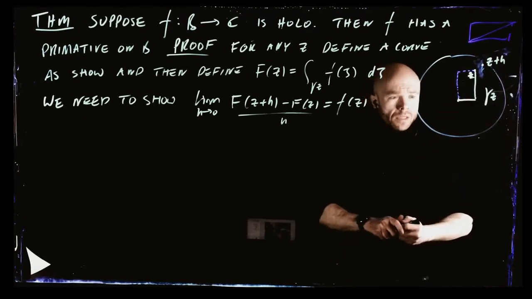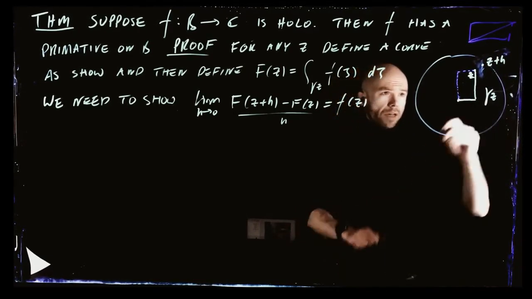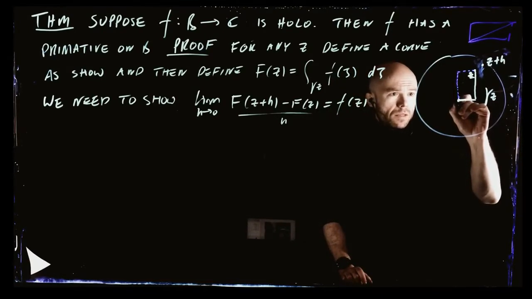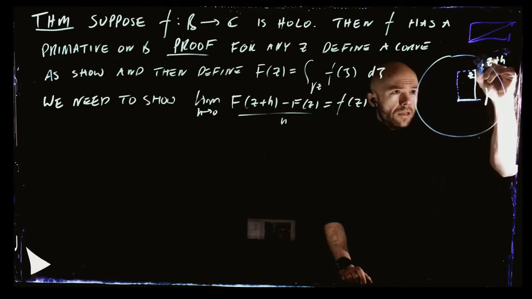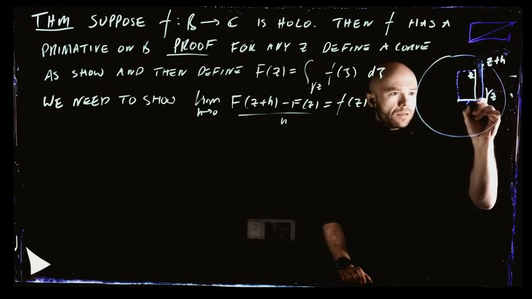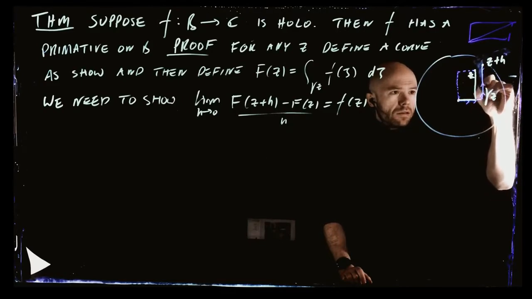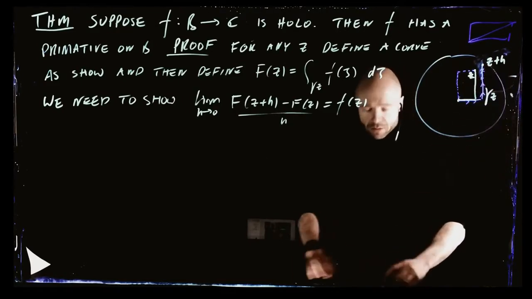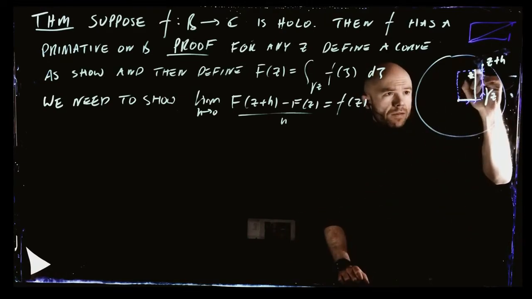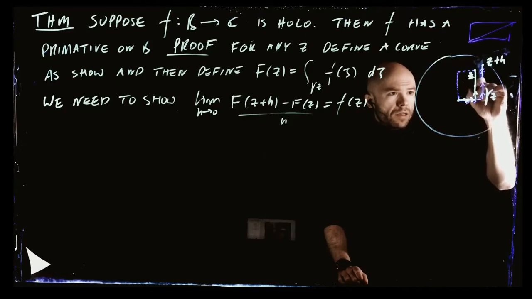Okay? So, if we take the contour that gets to z plus h, what does it do? It goes along like this, and then it goes up like this, right? This is this contour. And the contour that gives us capital F of z goes along like this, and it goes up like this.